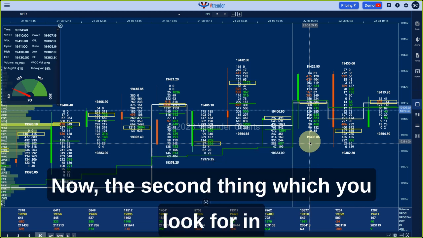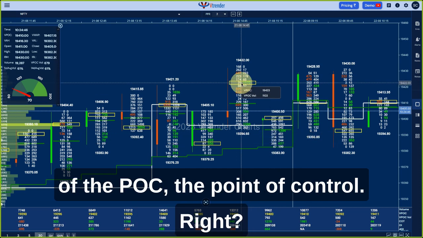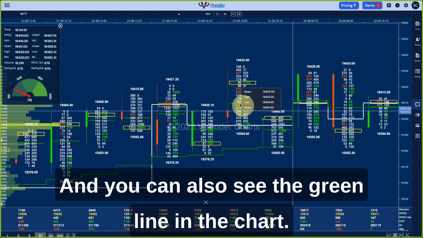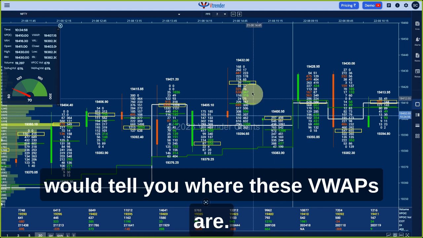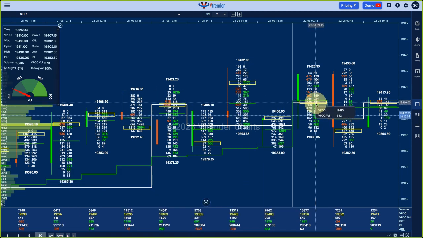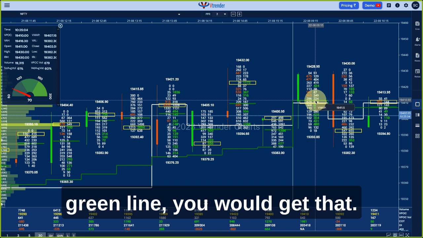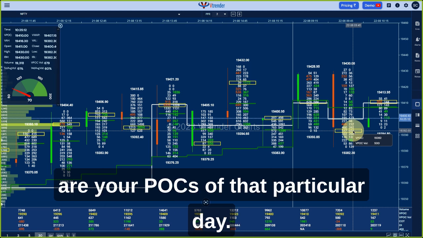Now the second thing which you look for in a 30-minute order flow chart is the positioning of the POC, the point of control, right? And you can also see the green line in the charts. That would be the VWAP. A hover over would tell you where these VWAPs are. These are VWAPs of the bar. If you just hover over the green line, you would get that. And the yellow boxes are your POCs of that particular day.